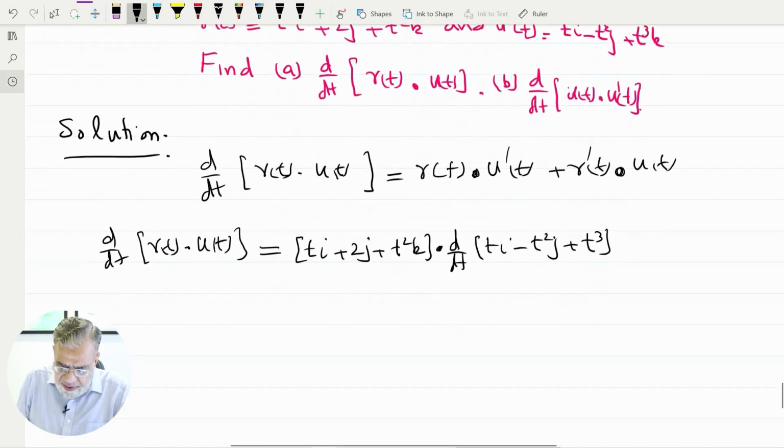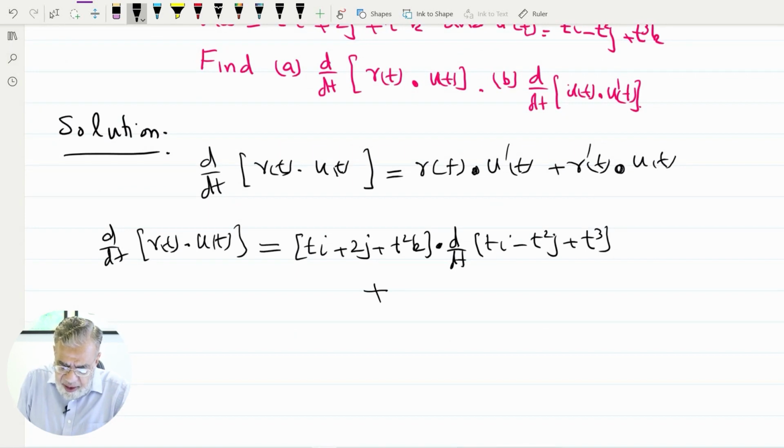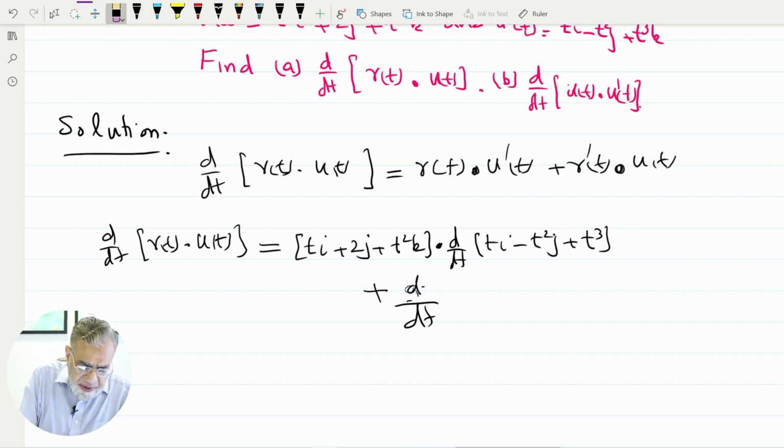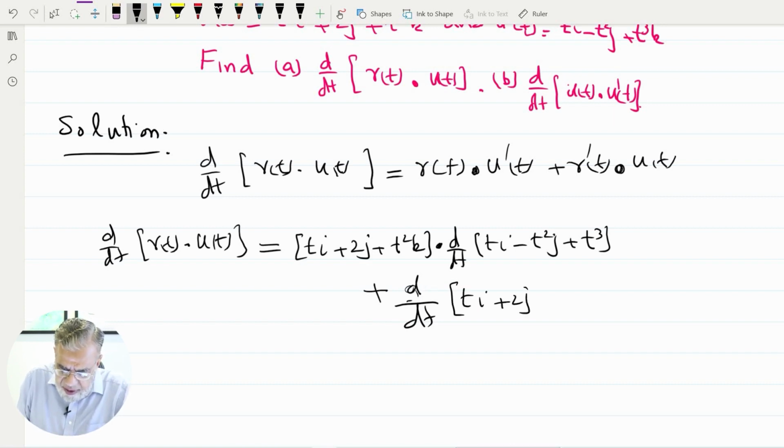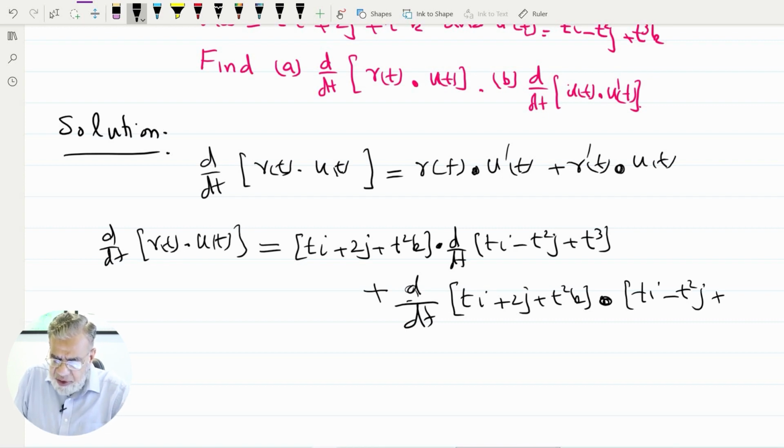Then we add the next term, plus d by dt of our r of t. So I write here the derivative of this one. My r of t is ti plus 2j plus t square k. We take the dot product of this one with our u of t. Our u of t is ti minus t square j plus t cube k. Here k is missing, we write k also.